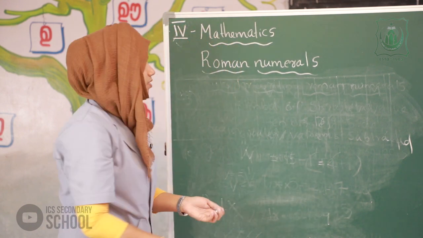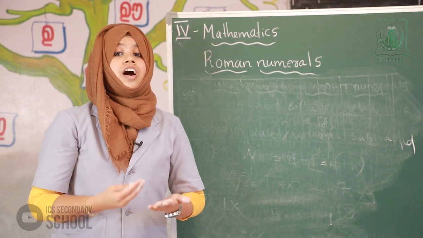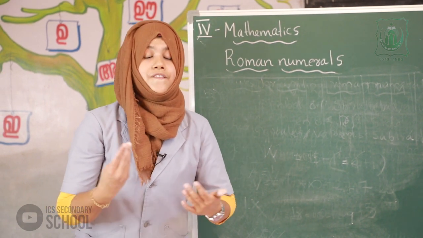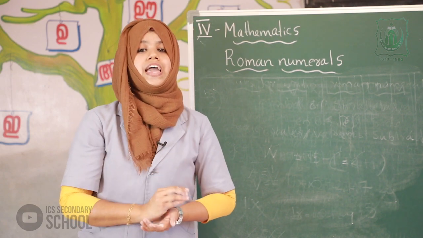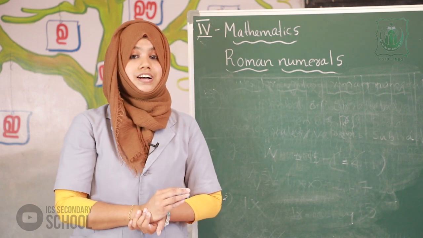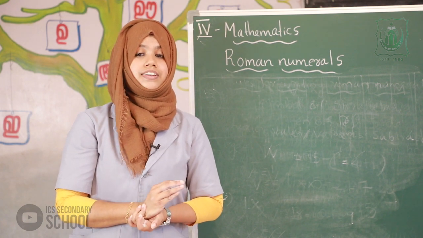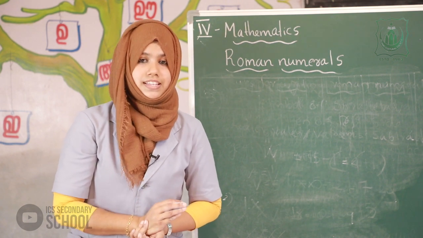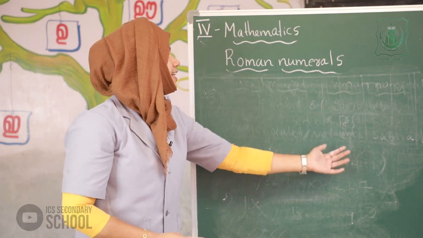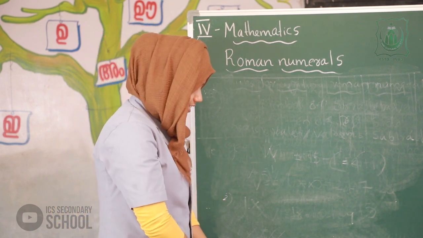So, in Roman numerals, how many symbols are there? 7 symbols. I means 1, V means 5, X means 10, L means 50, C means 100, D means 500, M means 1000. So, we have studied how to write the Roman numerals. Then we have some exercises.